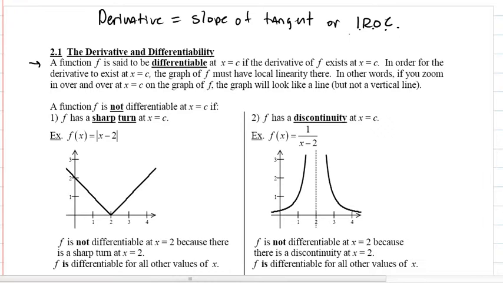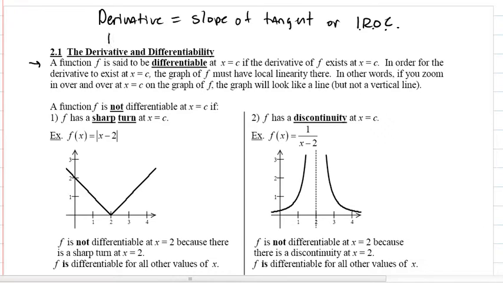Now, the next part says, in order for the derivative to exist at x equals c, the graph must have local linearity. Okay, so pretty much what this means is that if you were to zoom in on a certain point of the graph and you were to continuously zoom in, the curve of the graph will start to flatten out like a line. In other words, if it does flatten out like a line, then the derivative must exist. But I'm going to give you guys an easier way of defining what a differentiable function looks like.